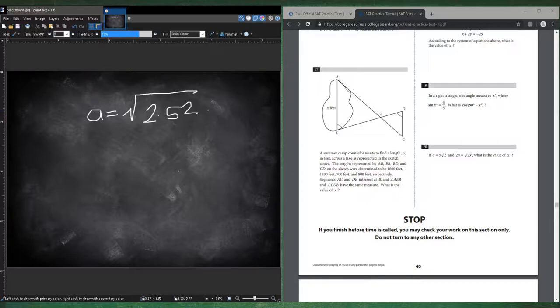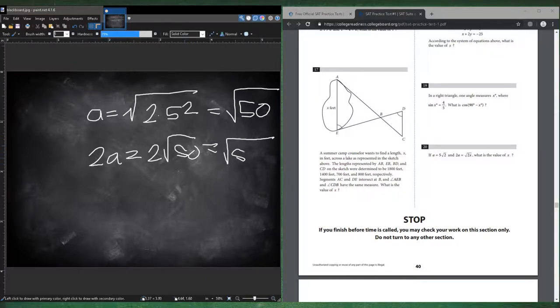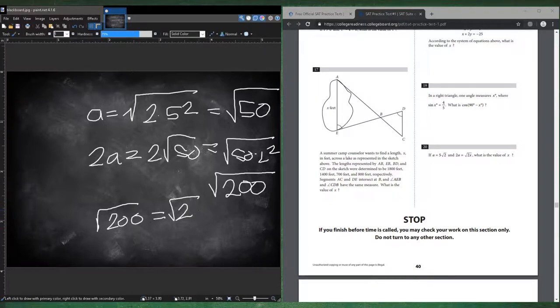So that would just be 5 times square root 2, which is the same thing as square root of 25 times 2, which is 50. So a equals square root 50. So 2a, which is equal to 2 square root 50, is the same as the square root of 50 times 2 to the power of 2, which is the same thing as 4 times 50, which is 200. So 2a is square root 200. So square root 200 is equal to square root 2x, and x is equal to 100. So the final answer is 100.